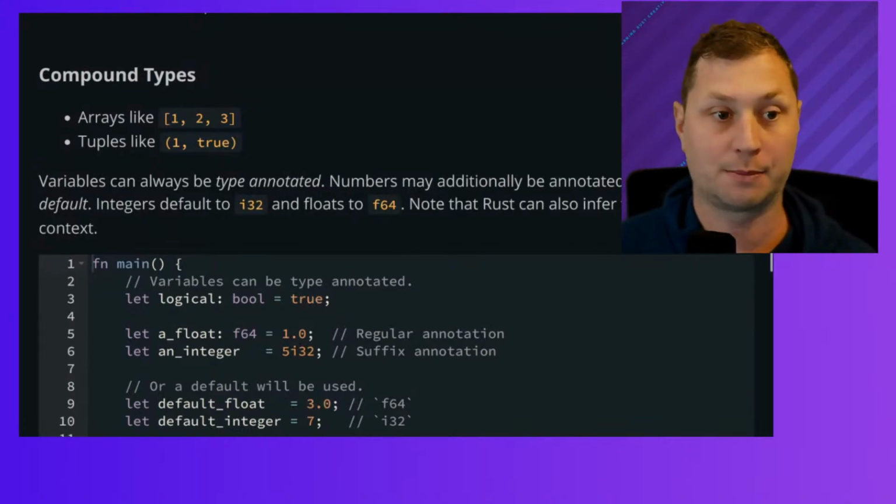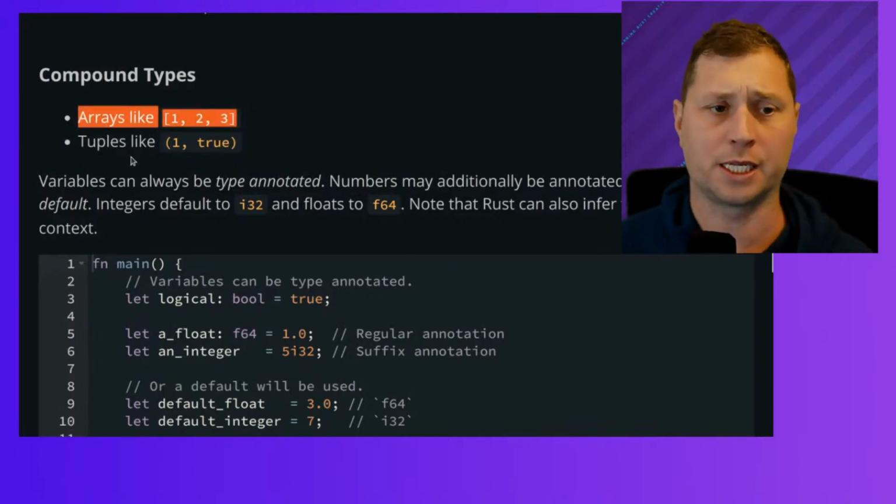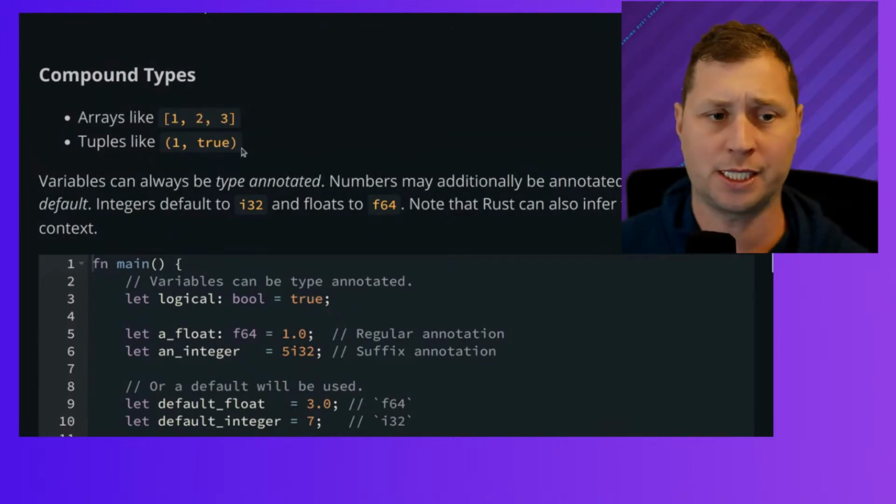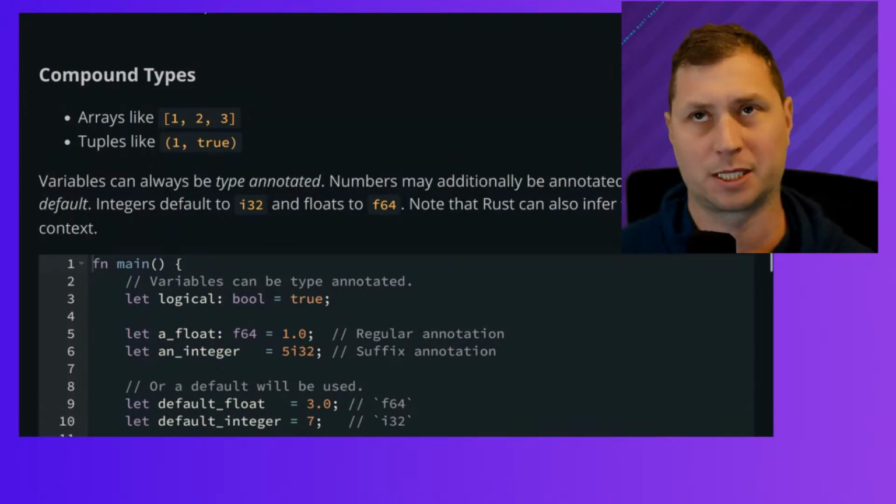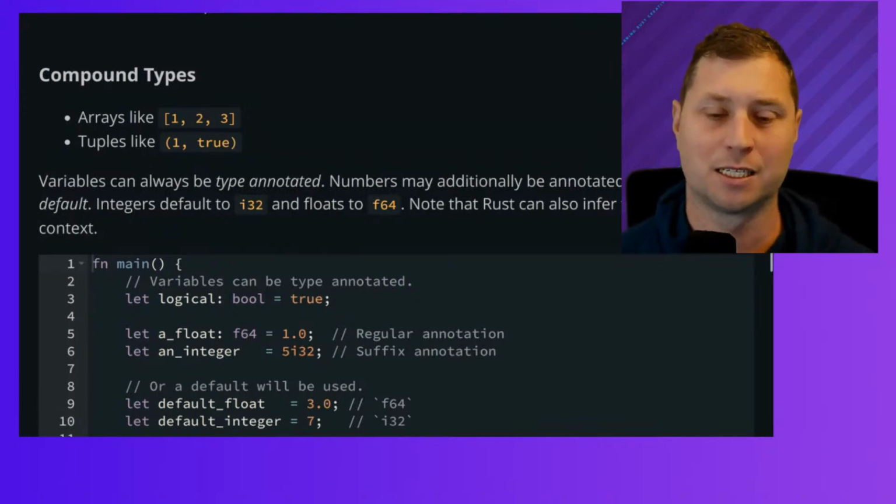Okay, compound types. There are arrays and tuples. Arrays have square brackets. Tuples have parentheses. Variables can always be type annotated. In fact, they always have a type. There are no dynamic types in Rust, really.